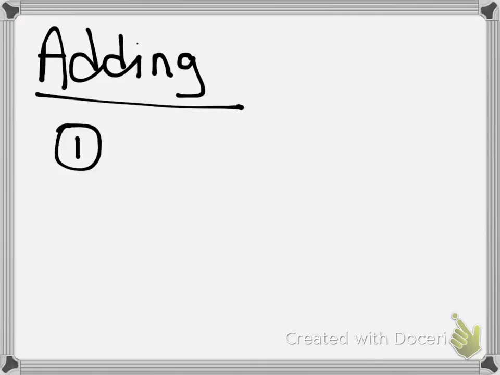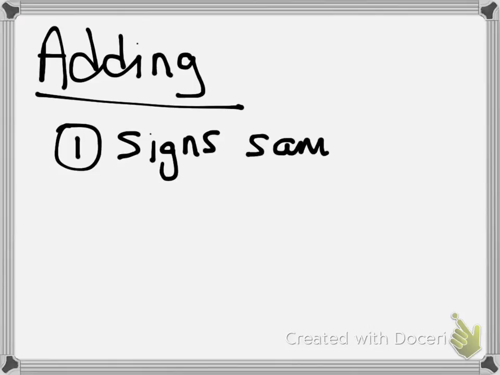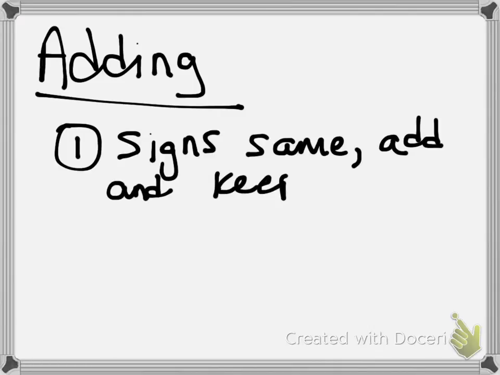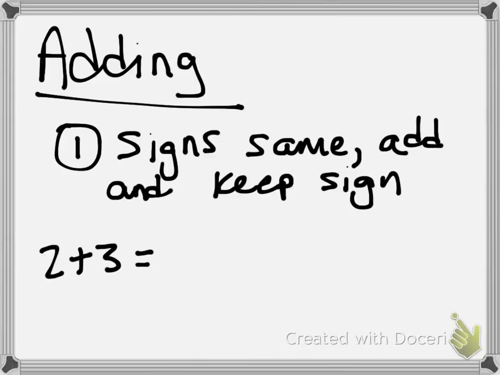Rule number 1. If the signs are the same, just add and keep the sign. For example, 2 plus 3. These are both positive numbers. I'm going to add them and keep the sign. The answer is 5. Negative 2 plus negative 3. The signs are the same. They're both negative. I'm going to add them up and keep the sign.